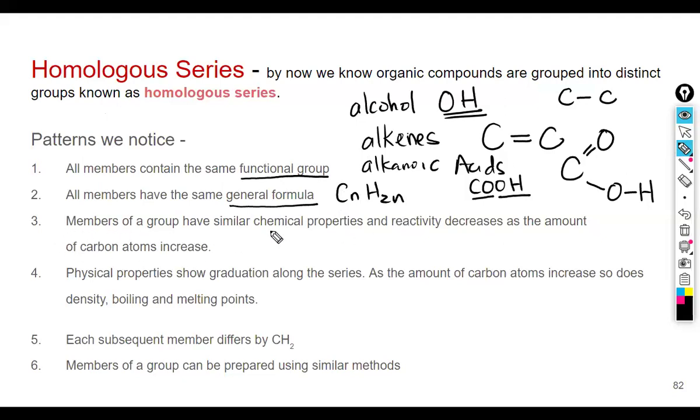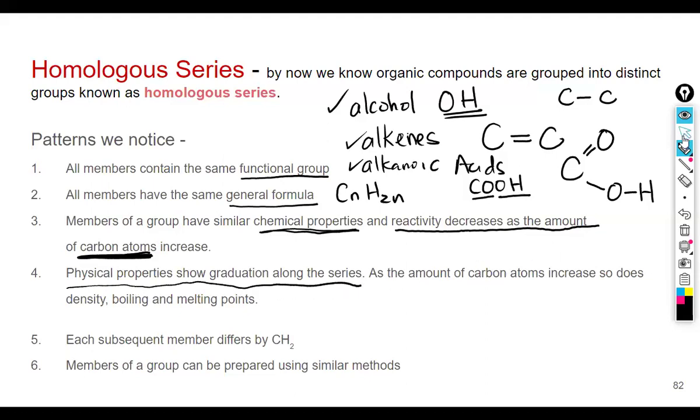The members of a group have similar chemical properties, and reactivity decreases as the number of carbons increases. So it doesn't matter if you are an alcohol, an alkene, an alkanoic acid, or an alkane. The more carbon you have in you, the less reactive you are. And the good thing about it is, all alcohols have a certain way of reacting. All alkenes have a certain way of reacting. So they have similar what? Chemical properties. The physical properties show graduation.